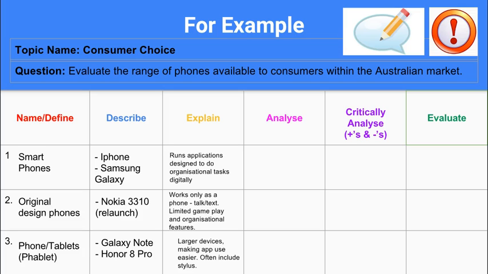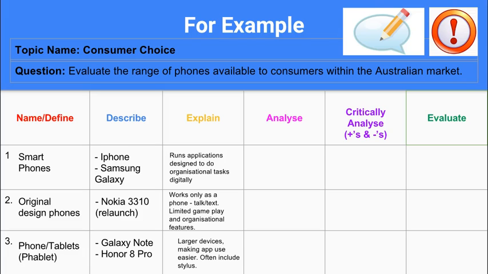Not only does it give a little bit more detail, but it tells us about the examples that we've already provided for each of the categories. We can see that the smartphones, for instance, have applications that can help us organize things, that the original design phones actually have the talk and text feature without too much else, and that the phablet is a larger device which has many of the same applications as a smartphone.